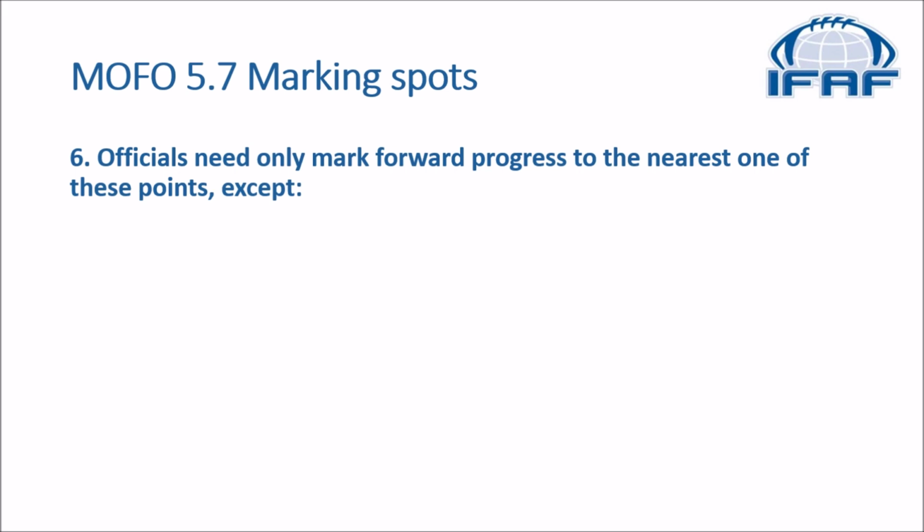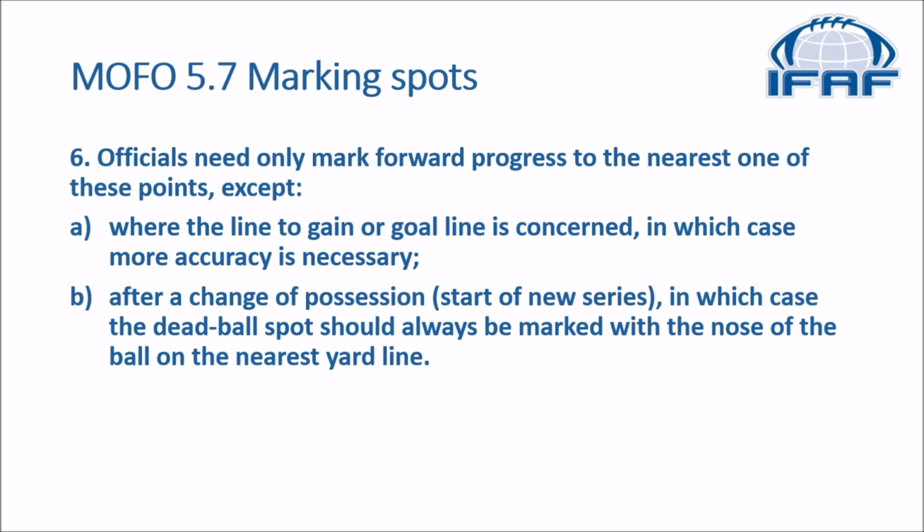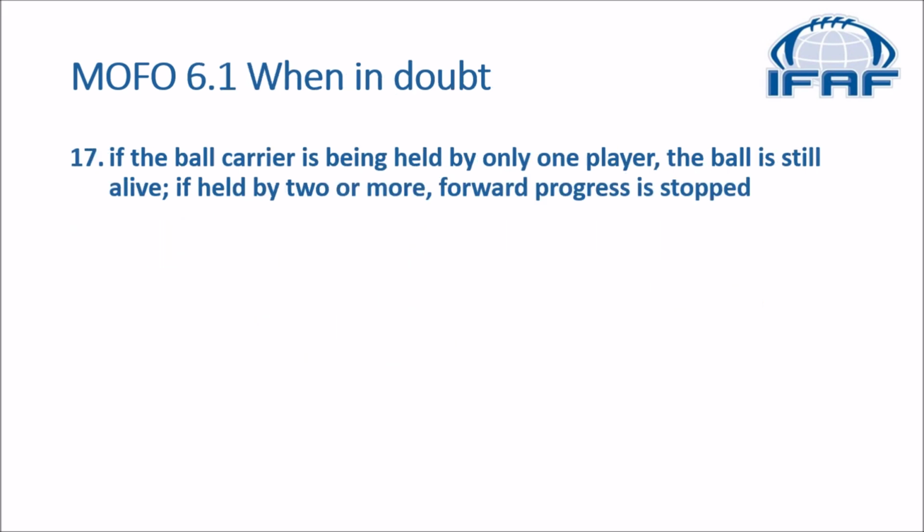Note that in this system, the ball is never positioned spanning a line. And finally, officials need only mark forward progress to the nearest one of these points, except A, when the line to gain or goal line is concerned, in which case more accuracy is necessary. And B, after change of possession, a start of a new series, in which case the dead ball spot should always be marked with the nose of the ball on the nearest yard mark. And the when in doubt principles number 17 says, if the ball carrier is being held by only one player, the ball is still alive. If held by 2 or more, forward progress is stopped.